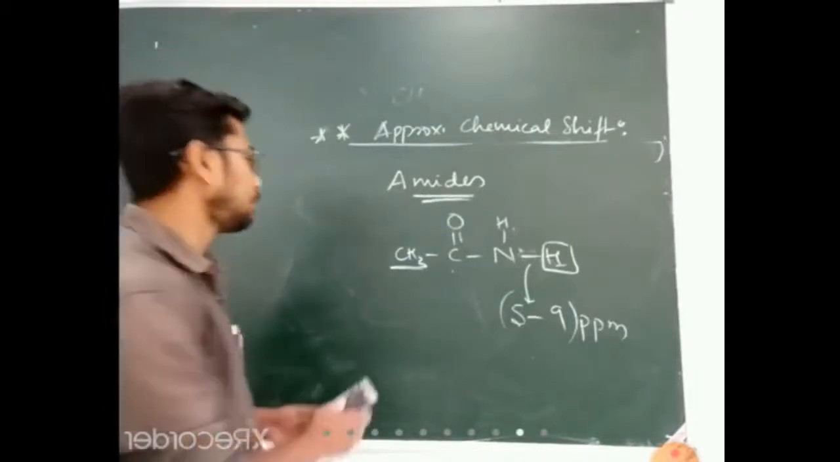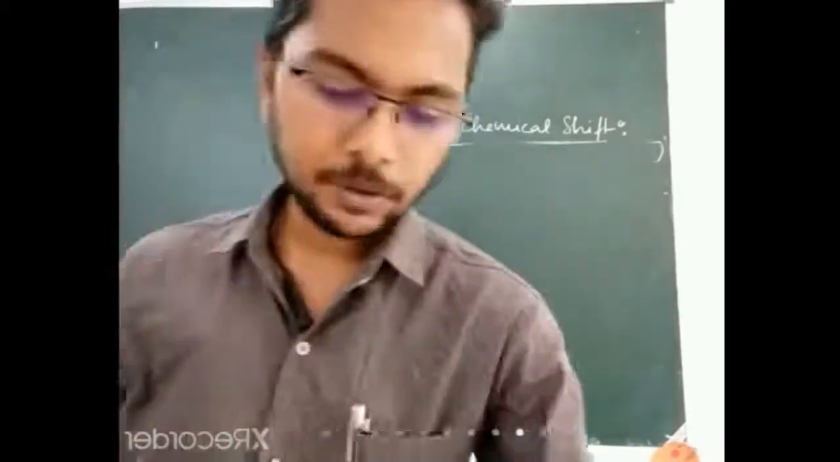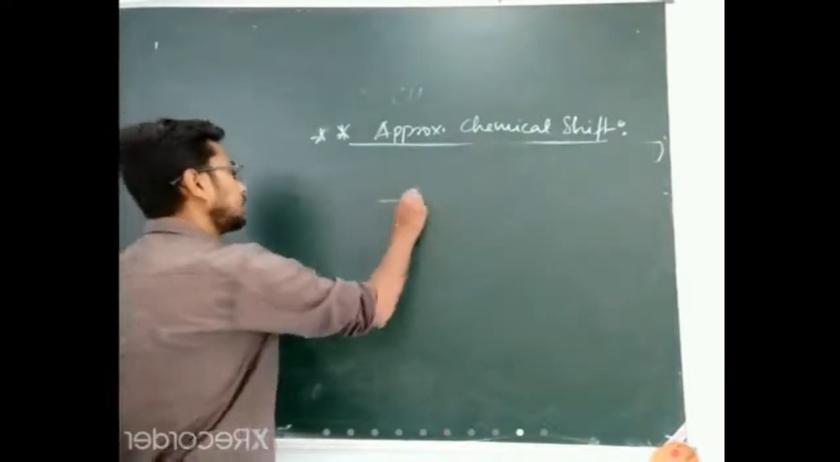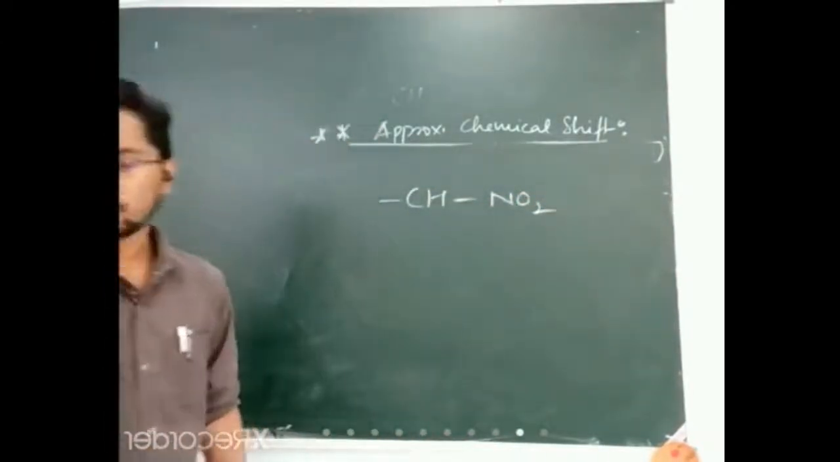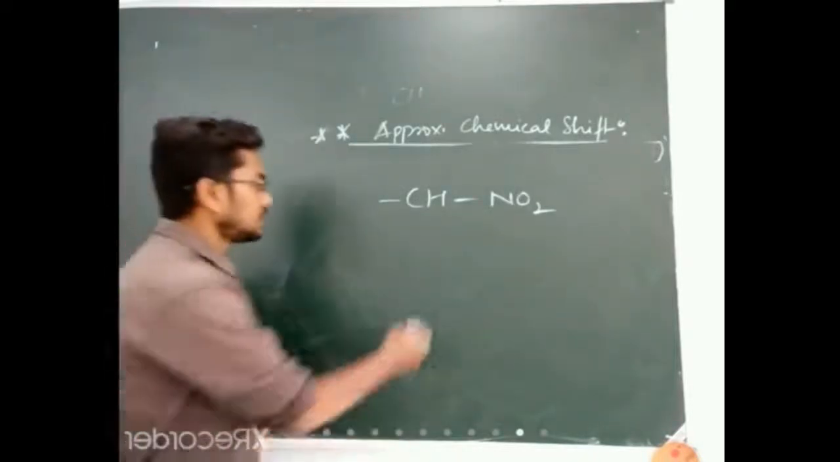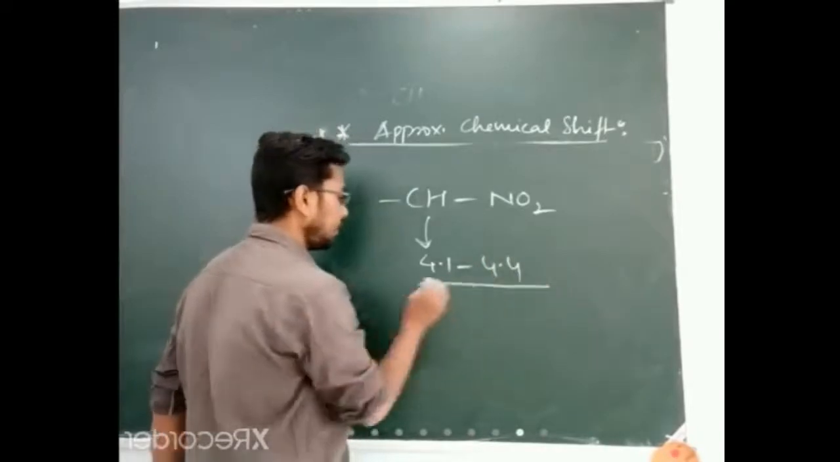The last group is your nitro group. So if you have your NH NO2, which is very electronegative in nature, this comes in 4.1 to 4.4 ppm.